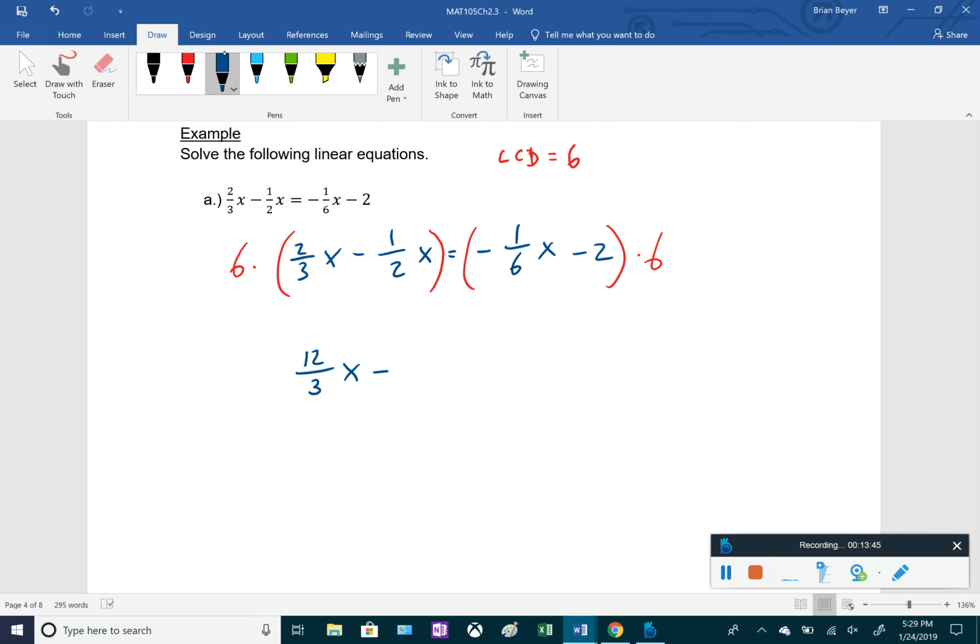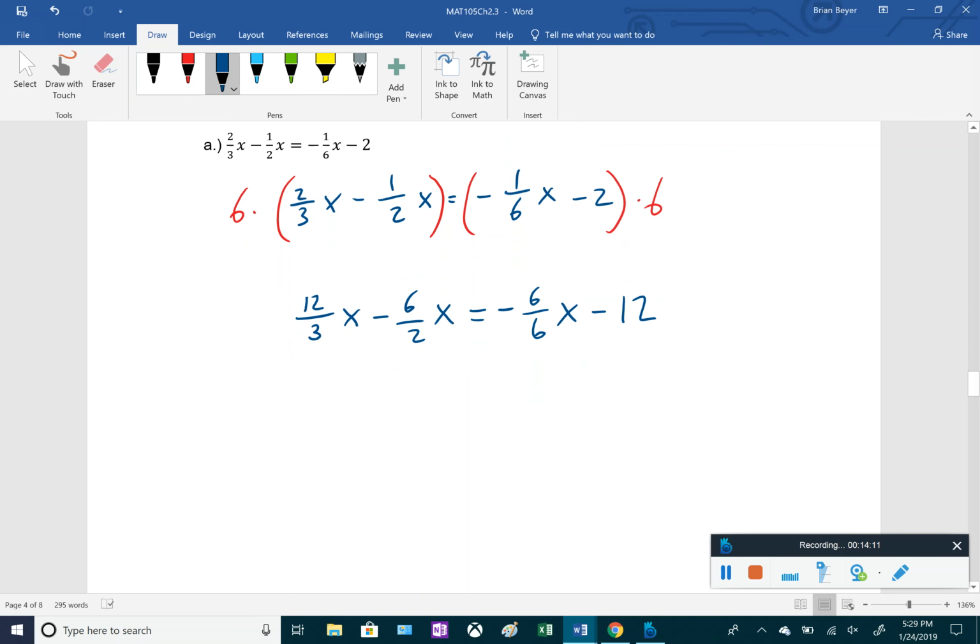Then I'm going to distribute the 6 to the second term, 6 times negative 1/2. So it's going to be negative 6 over 2x. Distribute the 6 on the right-hand side of the equation. 6 times negative 1/6 is going to be negative 6 over 6 x. And then minus 6 times 2, 12. So I kind of did that the long way.